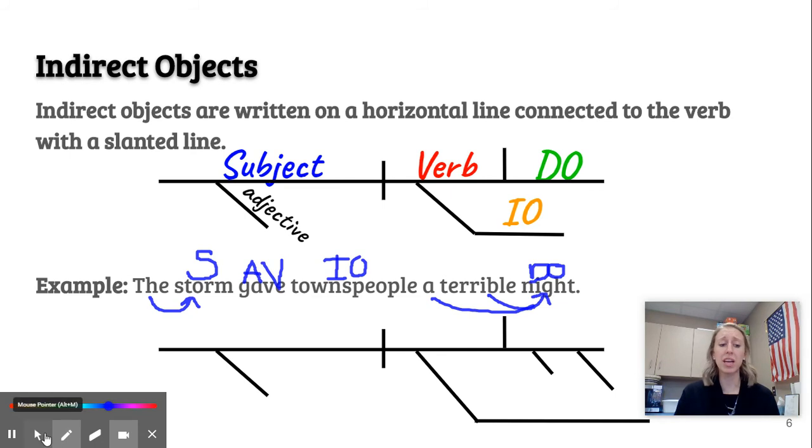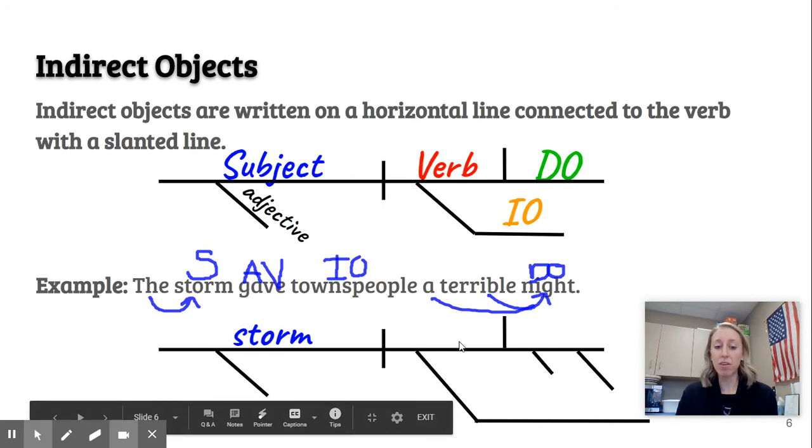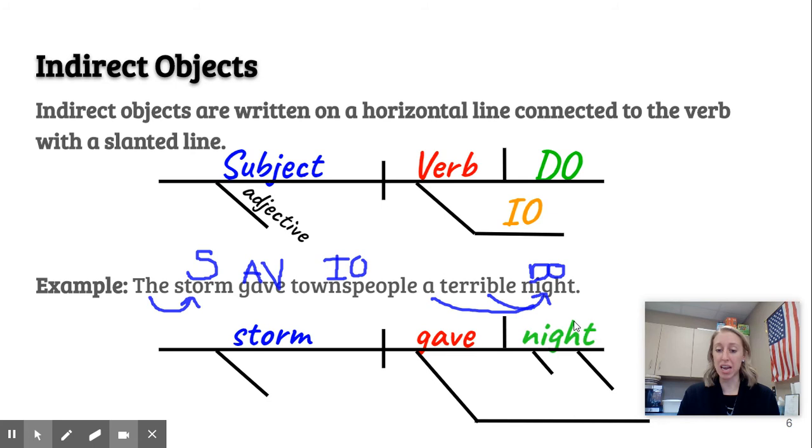Okay, now we are ready to fill in our diagram. So again, we start with our subject, which is storm. It's followed by our verb, which is gave. And then we put the direct object behind the verb. Don't forget to separate it with that vertical line. So our direct object is night.